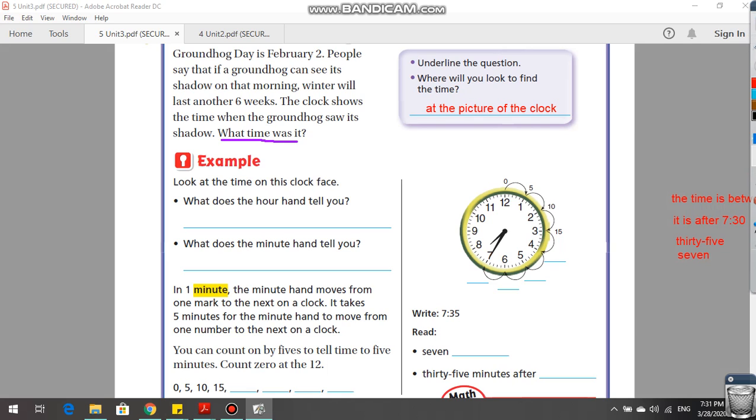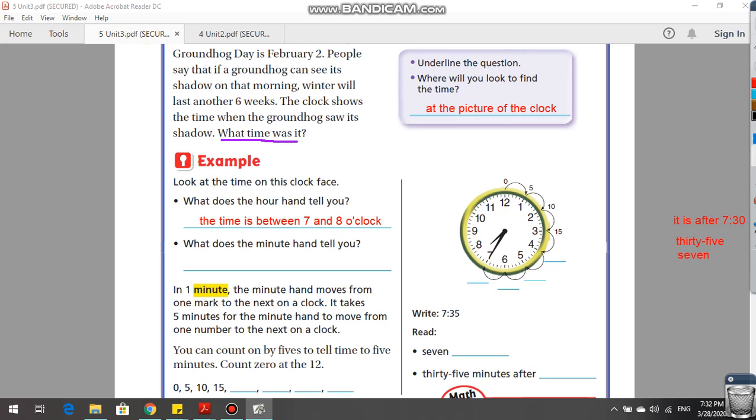Okay, guys, do you remember, in a clock we have two hands, a short hand and a tall hand? The short hand is the hour hand and the tall hand is the minute hand. Now he's asking about the hour hand, the short hand. What does the short hand tell you? The time is between 7 and 8, so the time is between 7 and 8 o'clock.